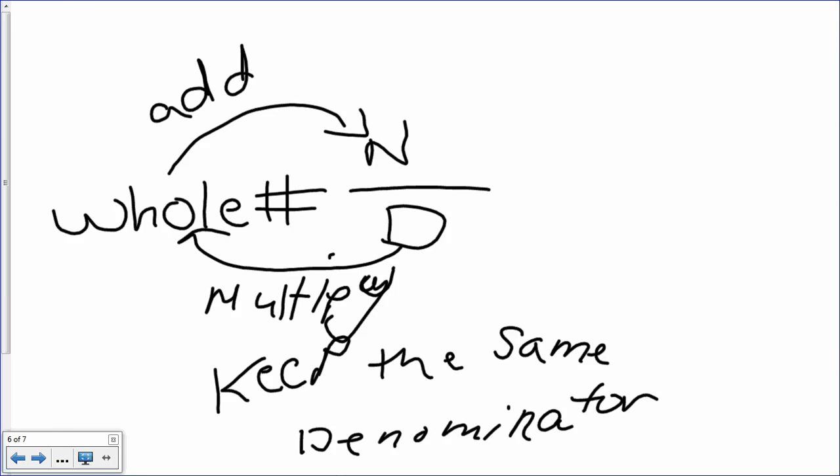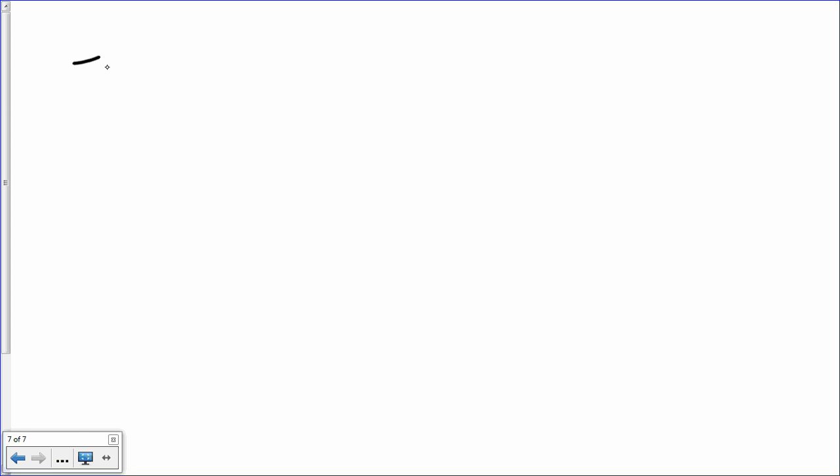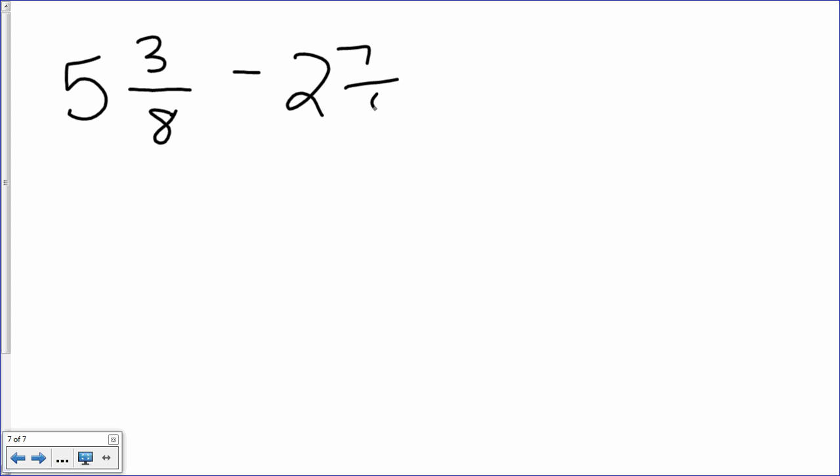So let's do a couple of examples. My first example is going to be 5 and 3 over 8 minus 2 and 7 over 8. Okay, now, as you can see, we need to borrow to be able to subtract these two. Sometimes borrowing can be difficult. So I'm going to change these both into improper fractions.